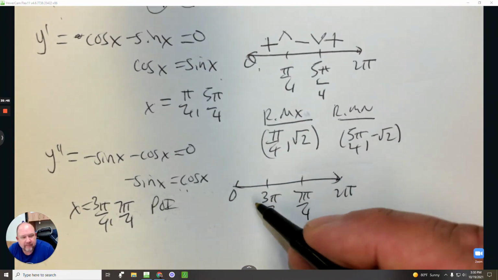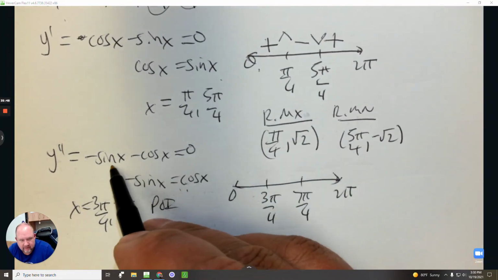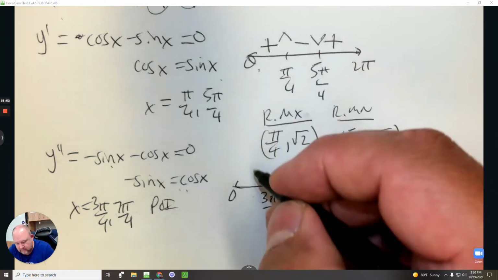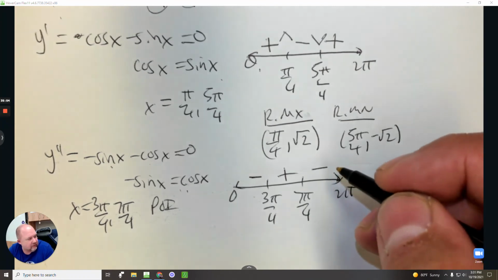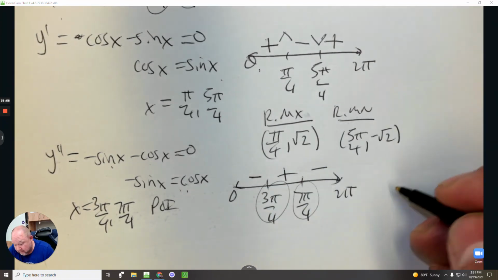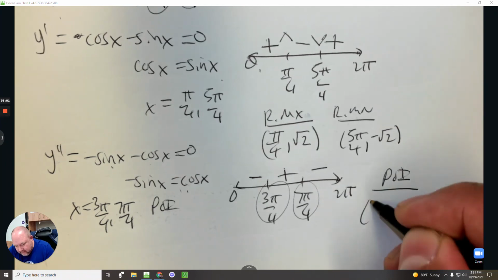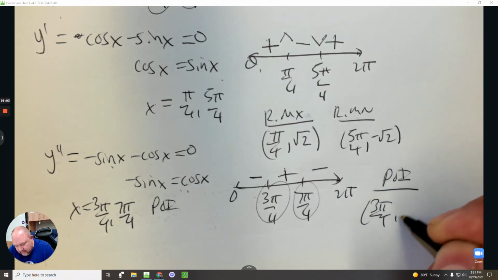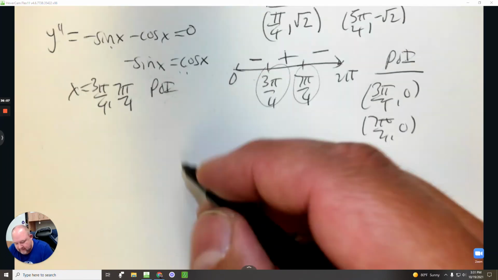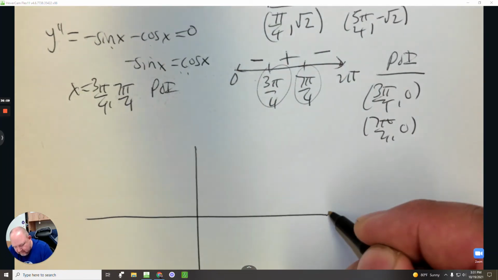So if I put in pi over 2 into the second derivative, that's negative 1 and 0. And then the signs are going to change. So we have points of inflection here. Those are my intercepts, so that makes it easy. It's 0. So at 3 pi over 4 is 0, and at 7 pi over 4 is 0, and those are my points of inflection. So now let's put the graph together.